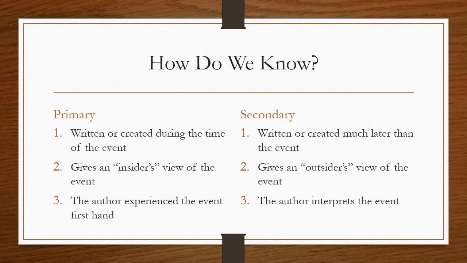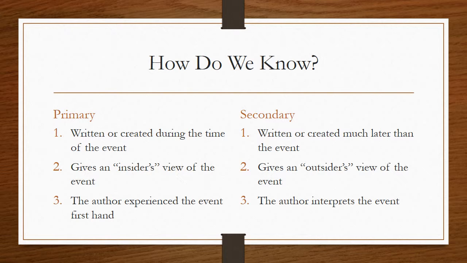How do we know? Why is the first excerpt a primary source? Why is the second one a secondary source? Primary source. A primary source is written or created during the time of the event. It gives an insider's view of the event, and the author experienced the event firsthand.